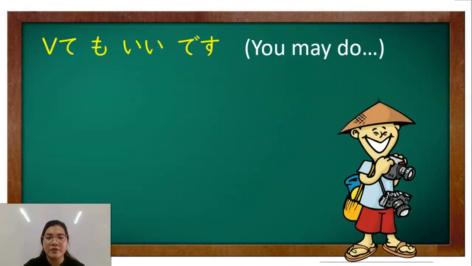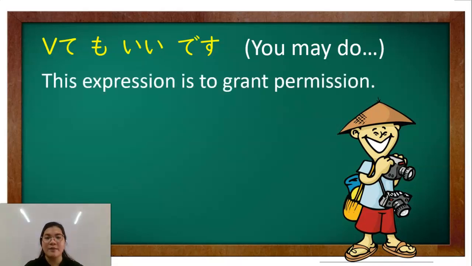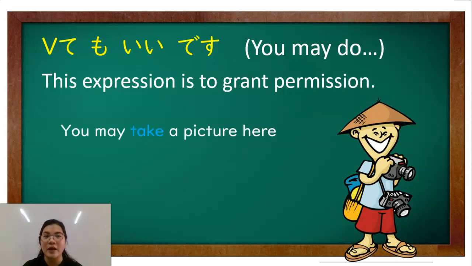Okay, so we're gonna start from the first grammar form, verb te mo ii desu. We already know the verb te form from our last lesson. Now we will start again using another sentence pattern using the verb te, in this verb te mo ii desu. This sentence pattern means that you may do the verb. Pwede mong gawin si verb. This expression is to grant permission. Pinapayagan kang gawin ang isang bagay.